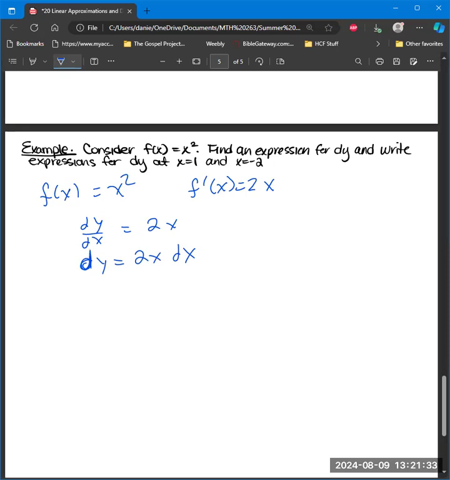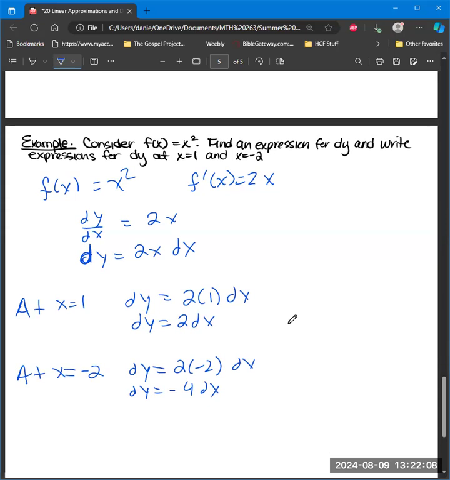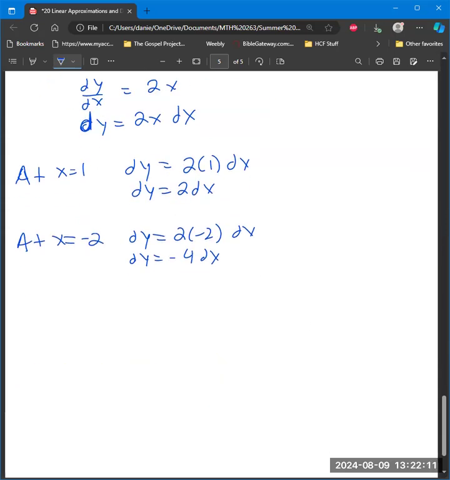Now at x equals 1, dy is exactly equal to 2 times 1 times dx, or dy is equal to 2 dx. At x equals -2, dy is going to be 2 times -2 dx, so dy will be -4 dx. Those are exact equations there. I've done no approximations so far because I have not used dy to approximate delta y yet. Let's go ahead and look at my picture here.